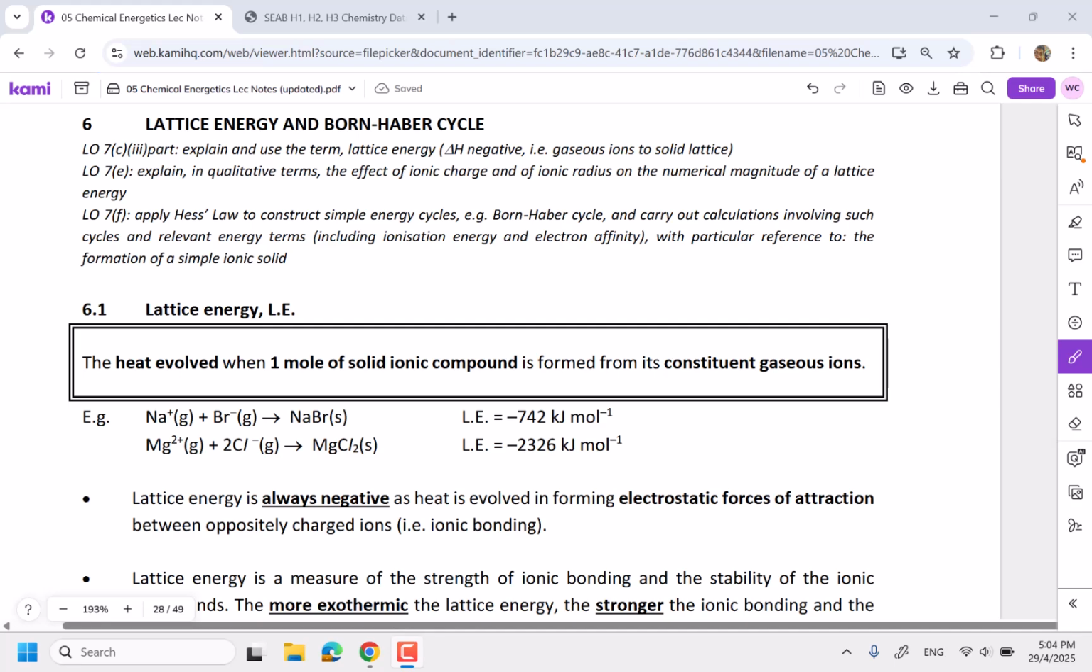Hello folks, we'll continue with section 6. Okay, section 6 is on lattice energy and Born-Haber cycles. There are quite a number of learning objectives, so you might want to take note of them over here.